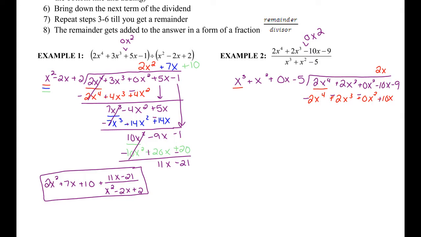The x to the 4ths add to 0, the x cubes add to 0, x squared adds to 0, and x adds to 0, which means I bring down my next term, which is the negative 9. I can't multiply x cubed by anything to get negative 9, which means we're done. Our answer is 2x plus negative 9 over x cubed plus x squared minus 5.